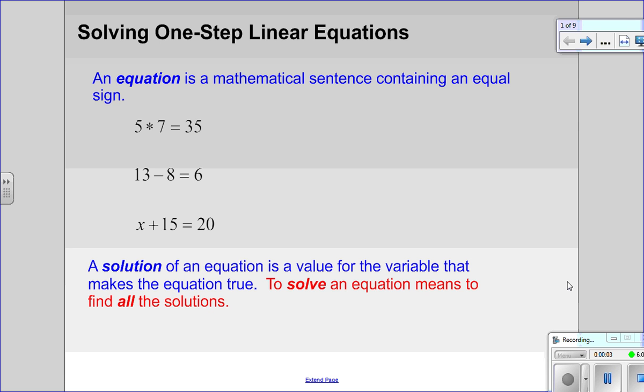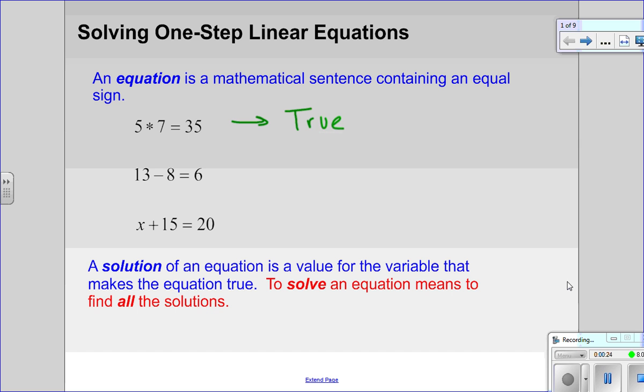An equation is a mathematical sentence containing an equal sign. Equations can either be true, false, or an open sentence. Here are three examples. 5 times 7 equals 35 is an example of an equation that is true.